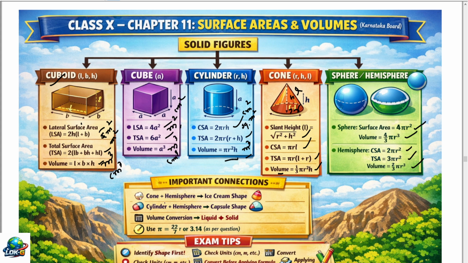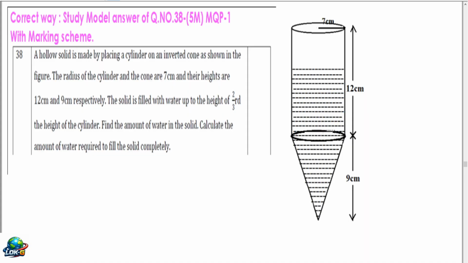Important connections: cone and hemisphere, ice cream; cylinder and hemisphere, capsule; volume and volume conversion, liquid to solid. Use pi 3.14. Identify shape first. Check units properly. Convert before applying formula. Applications. We'll take definite examples and try to understand.